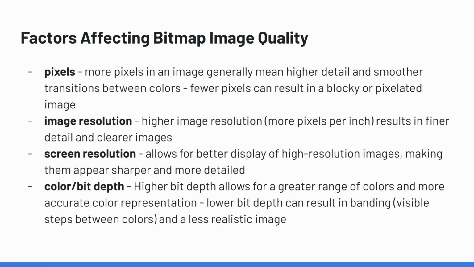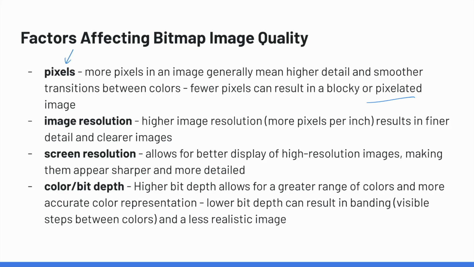Now let's take a look at some factors that can affect image quality, specifically bitmap image quality, which is going to be the main type of image format that we're talking about. So the first is the number of pixels. The more pixels that are in an image, the more detail we can express, right? Because we have more squares that are used to represent our image. So we have higher detail and smoother transitions between colors. So we're not abruptly changing, for example, green to red. We have enough pixels to make a transition between those colors and show something that isn't pixelated, right?